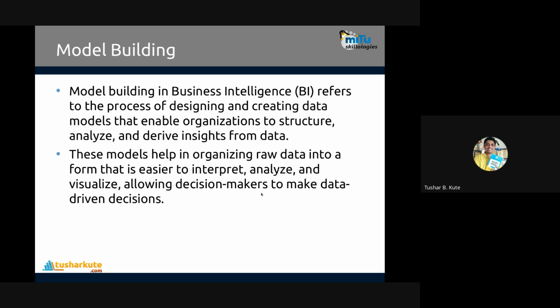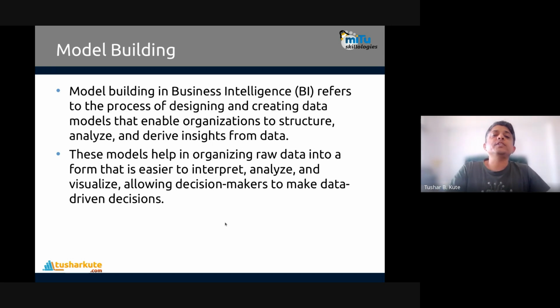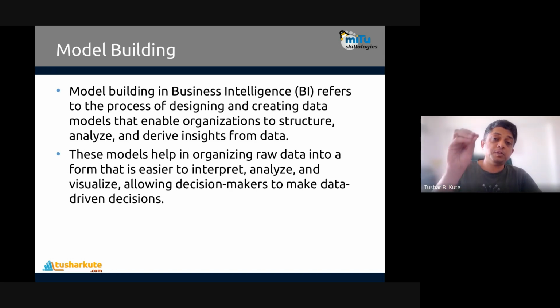Model building refers to the process of designing and creating a data model that enables an organization to structure, analyze and derive novel insights from the data. That's why model building is necessary. These models help in organizing raw data into a form that is easier to interpret. By looking at the model that is created, we should easily understand what it internally contains. So interpreting, analyzing, and visualizing allow decision makers to make data-driven decisions. For that purpose, model building is required.